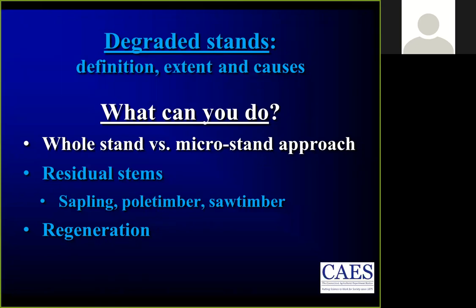So we've seen how degraded stands are a huge problem. I mean, it's 16% of the Northeast right now, the stands. There's potential with another harvest that up to half the stands in the Northeast could be degraded. And we've seen the causes. So the question is, what can you do? Well, there's a couple of different approaches. Whole stand versus micro stand is what we're going to talk about first.